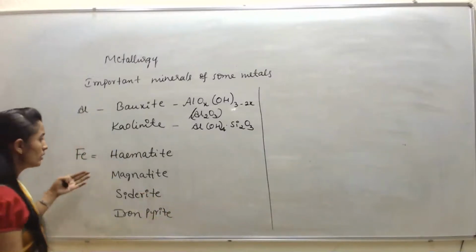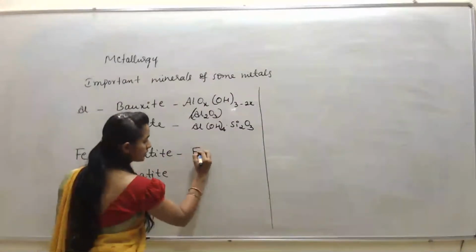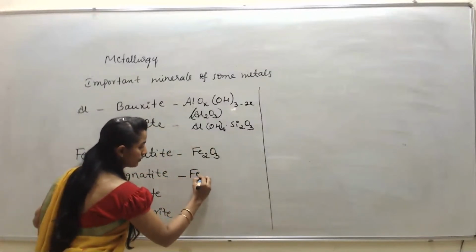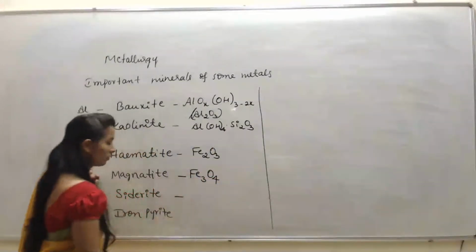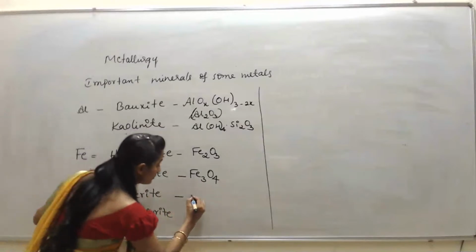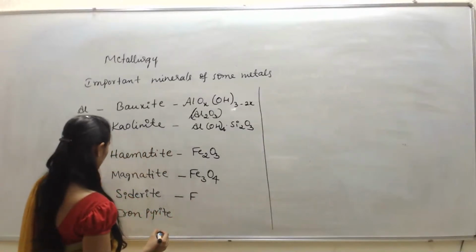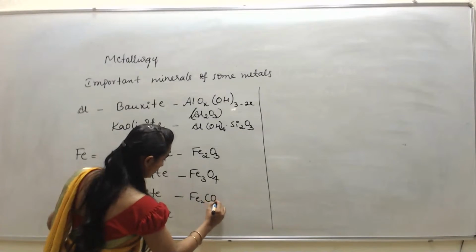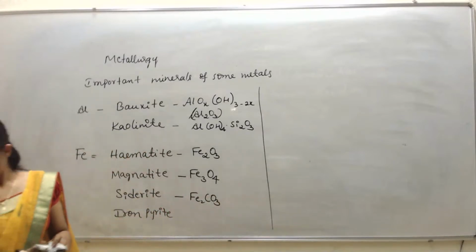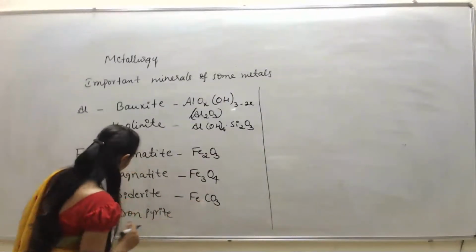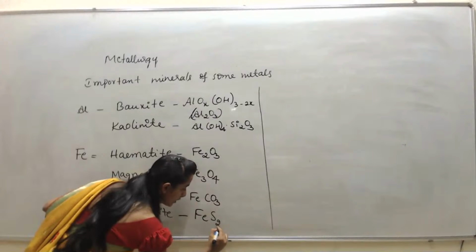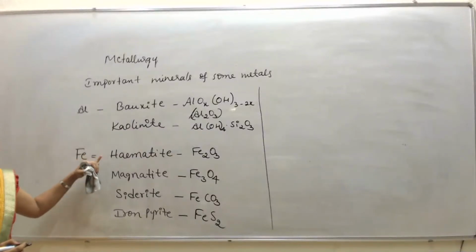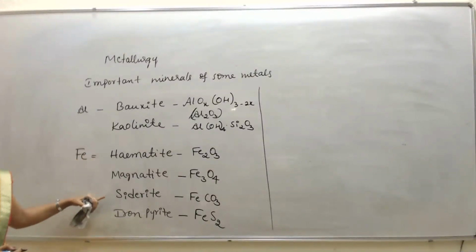Okay, so hematite, the composition is Fe2O3. Magnetite, Fe3O4. Okay, then siderite, FeCO3. Okay, iron pyrite, FeS2. Okay, so these are the ores: hematite, magnetite, siderite, iron pyrite.